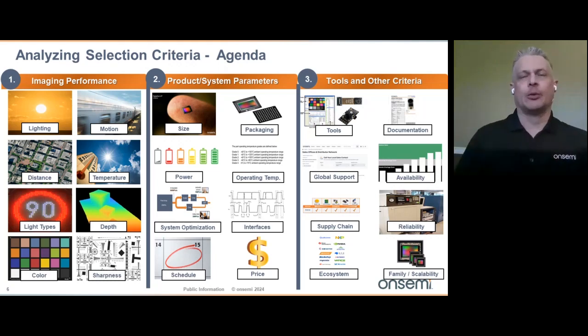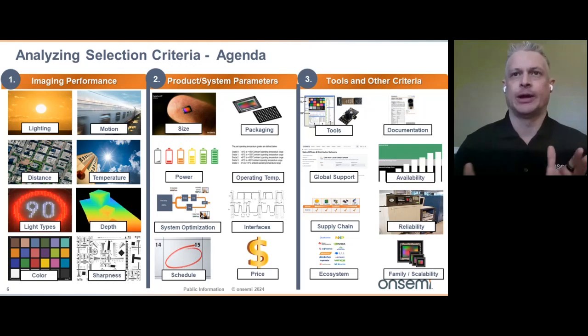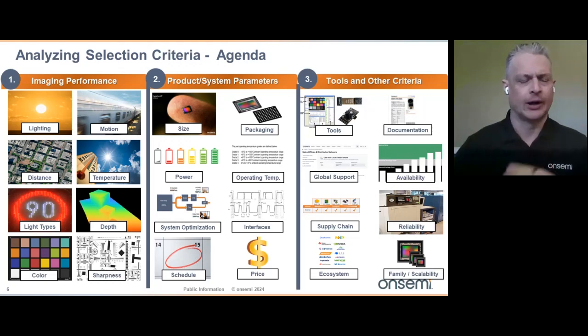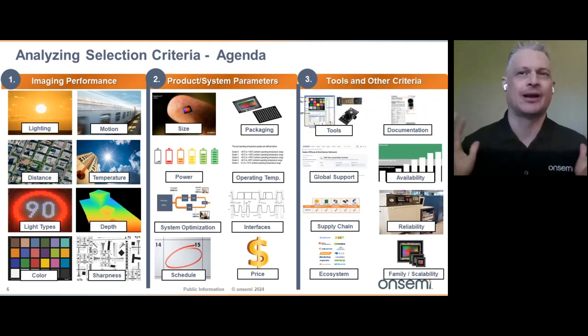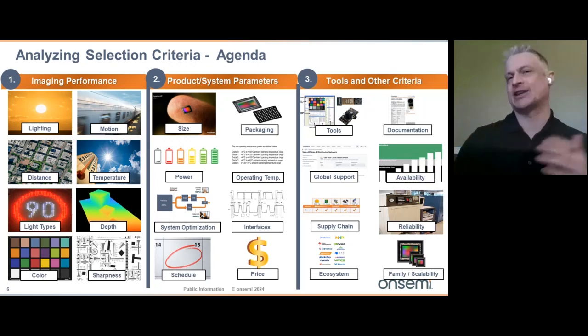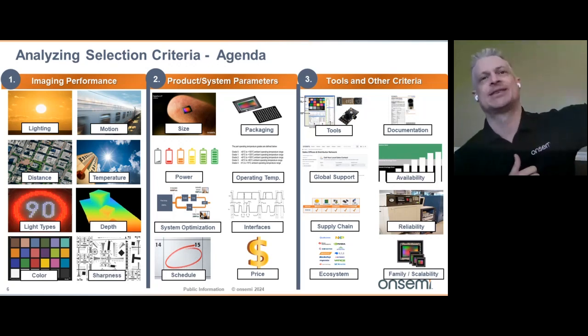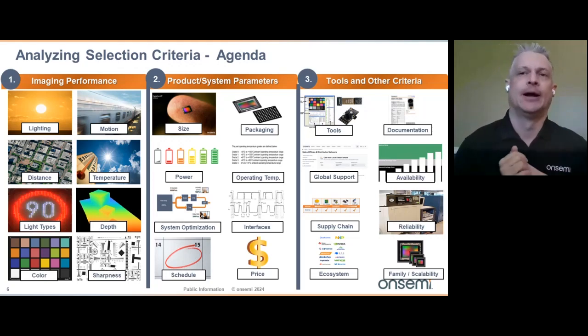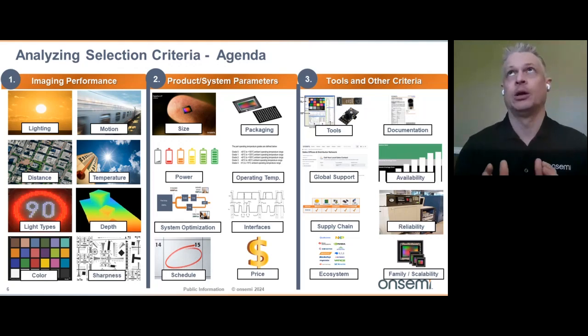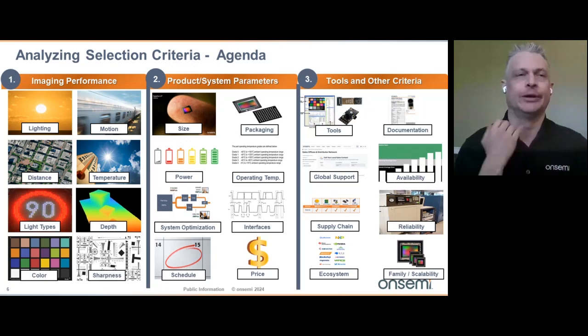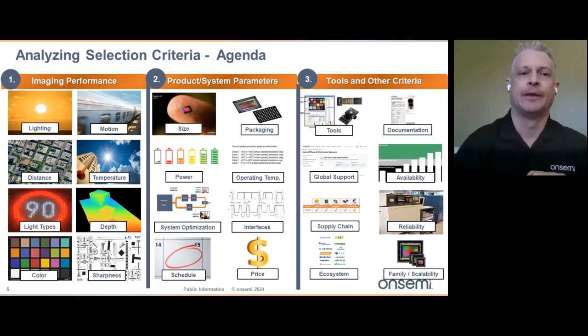So, kind of going into the agenda here, there are really three key areas that you look at when you're really trying to figure out what image sensor you want to use. The first one is kind of the classic one that I think everybody thinks about, and this is your lighting, your fast motion, or your frame rate, the distance at what you need to see an object, the temperature. And when I say temperature, I mean color temperature, actually. So, different types of lighting, whether it be sunlight or indoor lighting, they all can kind of produce different results.